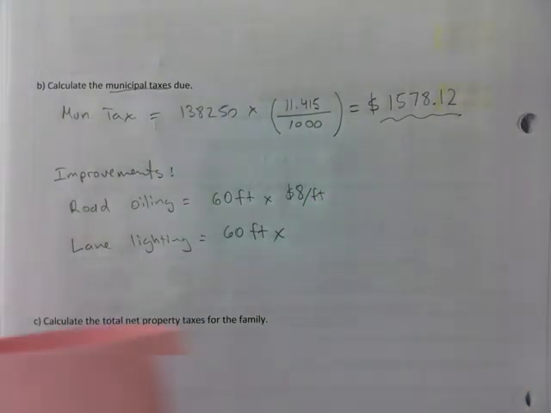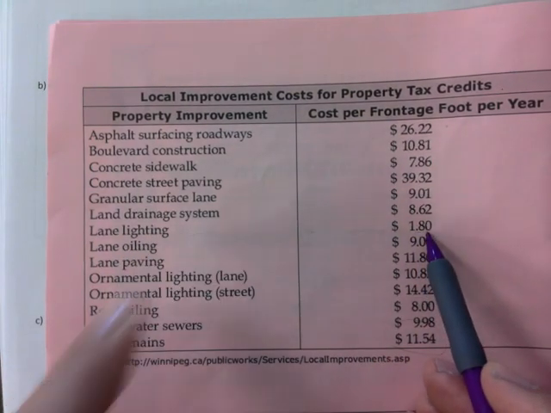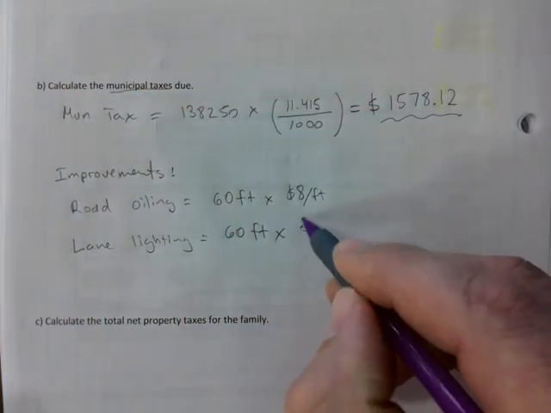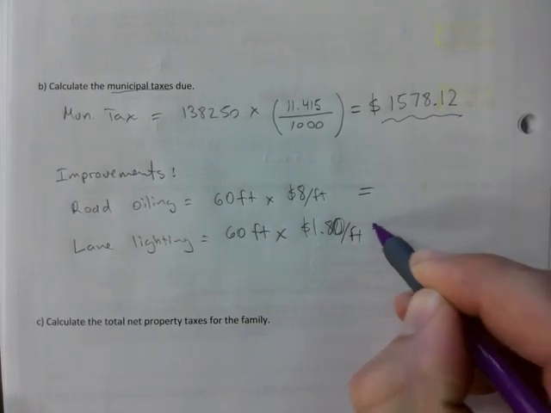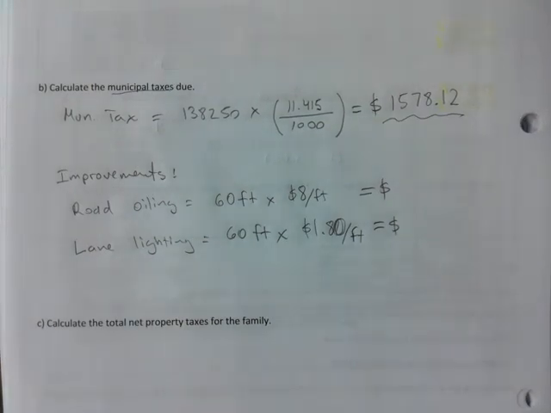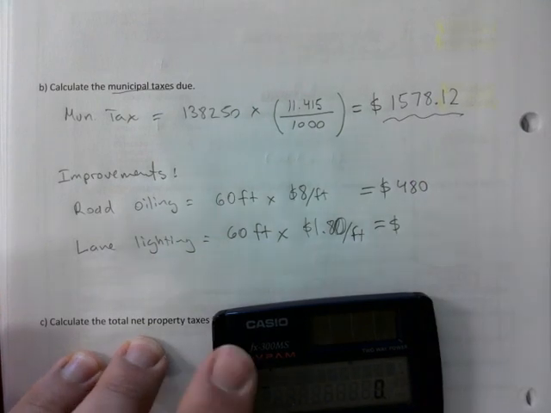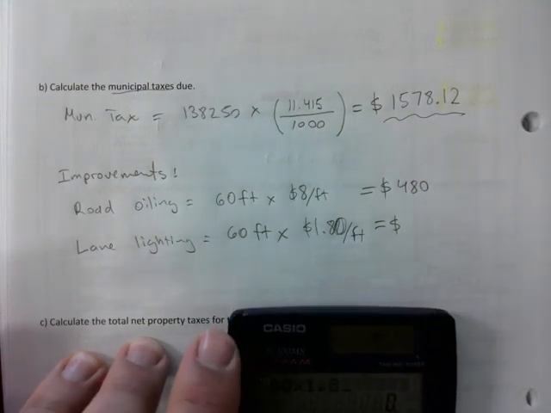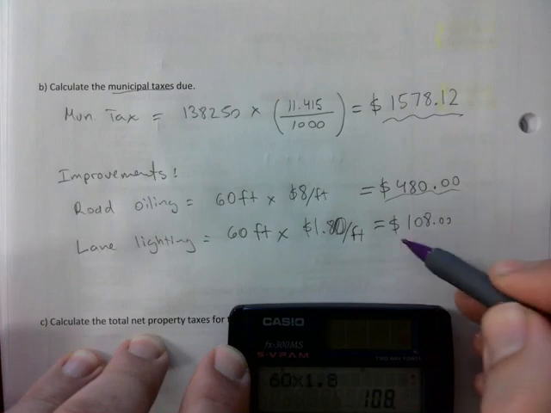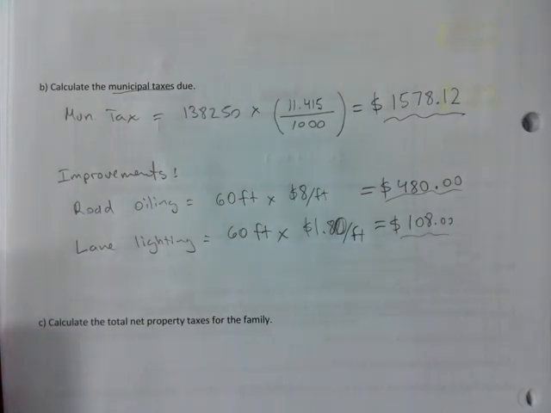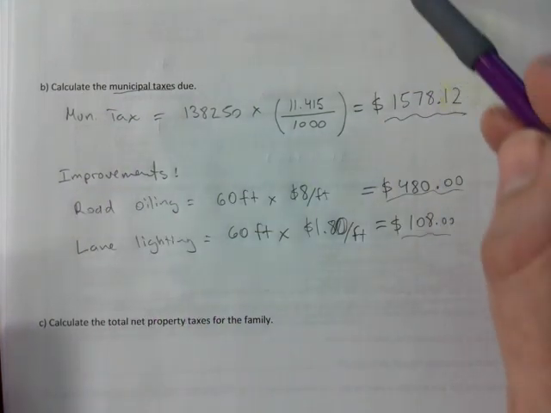Lane lighting, it's right there, $1.80. Hey, that's cheap. It's not bad at all. $1.80, sorry, per foot. Let's come up with those amounts, okay? 60 times 8, that's 480, right? And then 60 times 1.8, that's 108. So I would consider all of these, like this is municipal tax only, but these are the improvements. So we're just going to leave them like that for now.